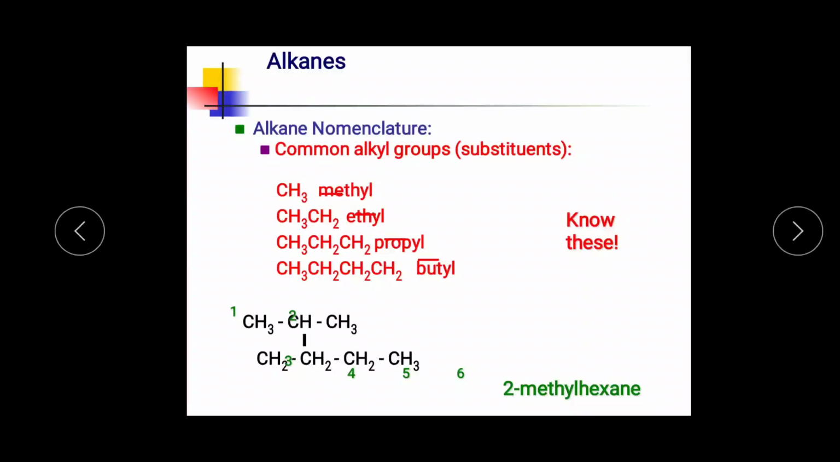We have common alkyl groups or substituents. When it is CH3, that is methyl. When it is CH3CH2, ethyl. CH3CH2CH2, that is propyl. When it is CH3CH2CH2CH2, that is butyl.